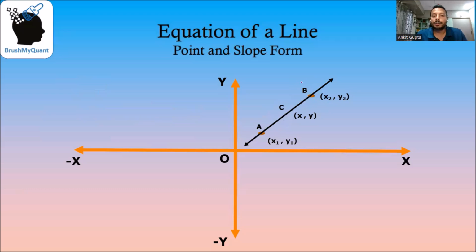Now let's see the point and slope form of the line. So using the same formula which we got on the previous slide, y minus y1 is equal to y2 minus y1 divided by x2 minus x1 multiplied by x minus x1. Now in this, if you notice, y2 minus y1 divided by x2 minus x1 is nothing but the slope m of the line. So the equation of the line can very well be written as y minus y1 is equal to m multiplied by x minus x1, where x1, y1 will be the coordinates of one of the points through which the line is passing, and m is the slope of the line.